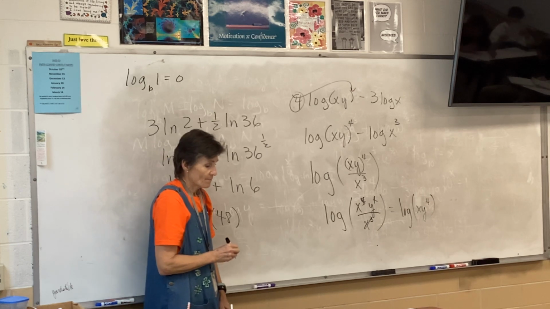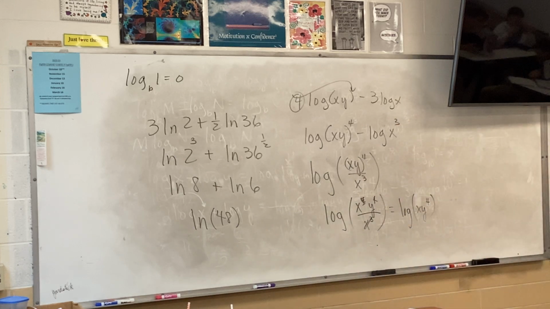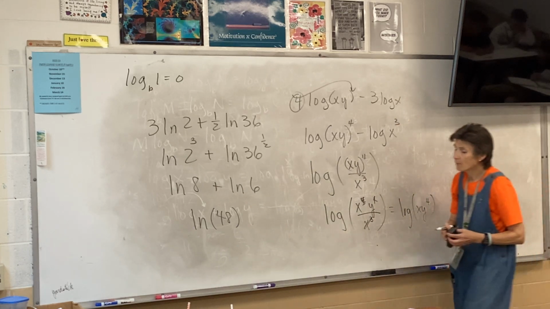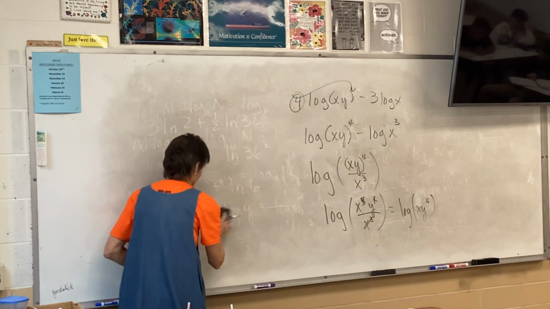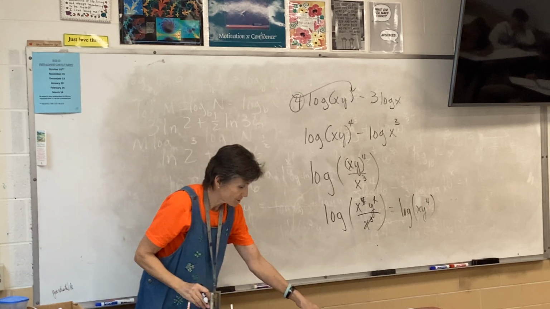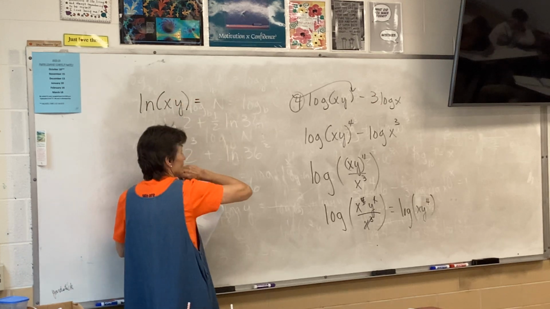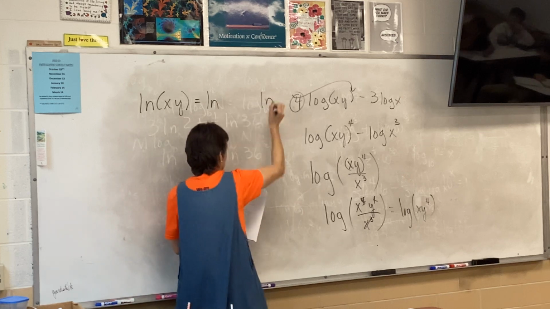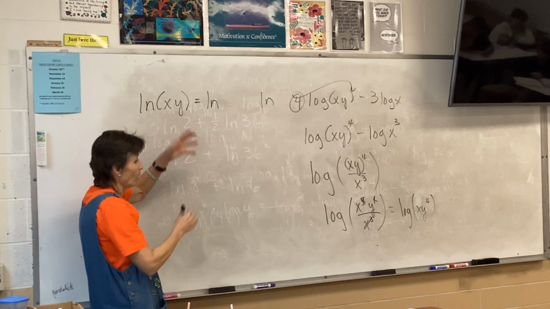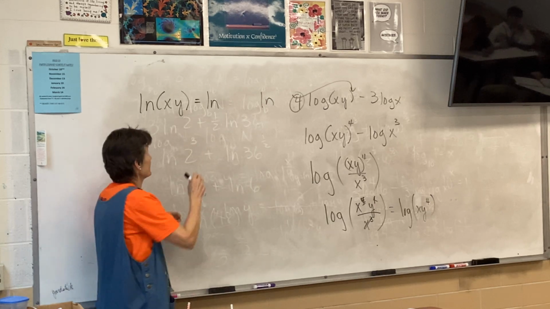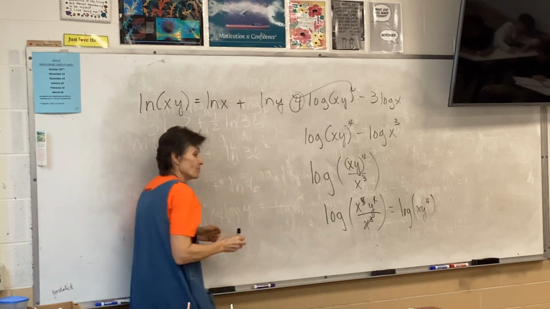Now, the very next section is exactly the same backwards. Now they are asking you to expand. So in other words, instead of having 1 logarithm, they want you to have 2. So what will we have? If we pull this apart, it'll be ln x plus ln y. That's it. That's all there is to it.